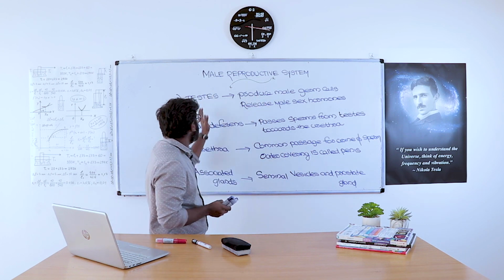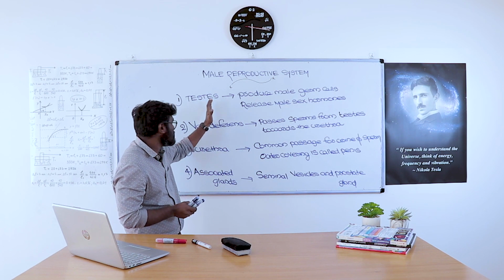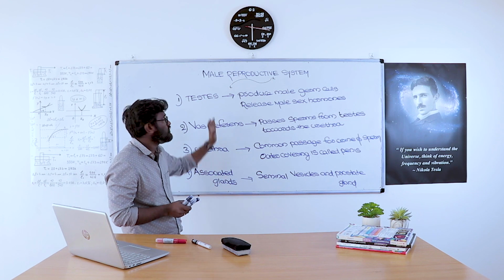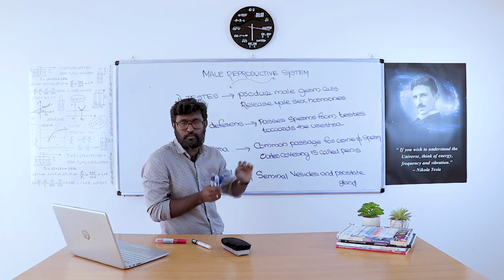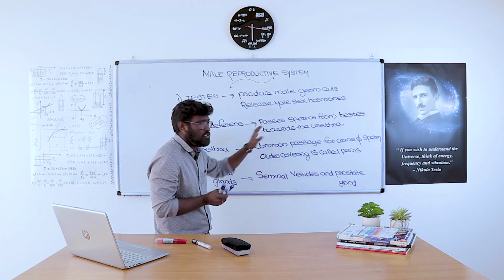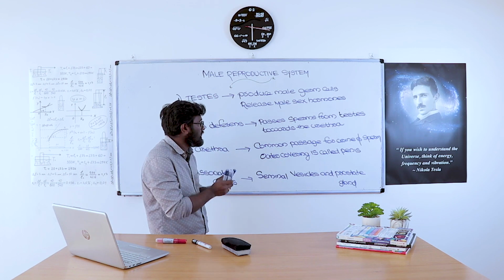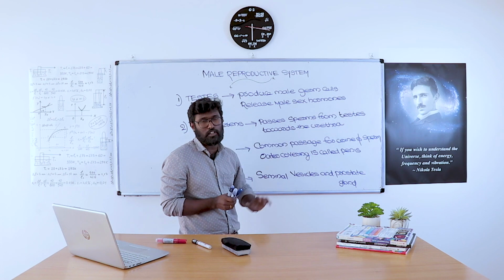So these are the male reproductive systems. Male reproductive systems include testes, vas deferens, urethra, and associated glands. Testes produce male germ cells, and release the male sex hormone called testosterone. Vas deferens is the passage to travel the sperm from testis to urethra.